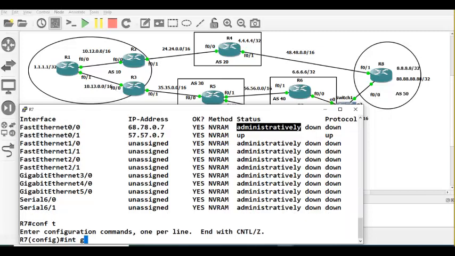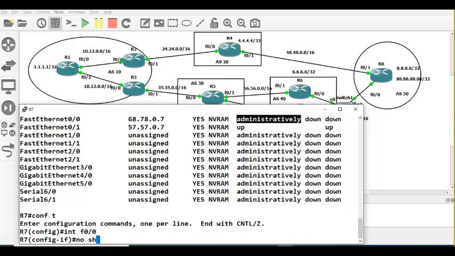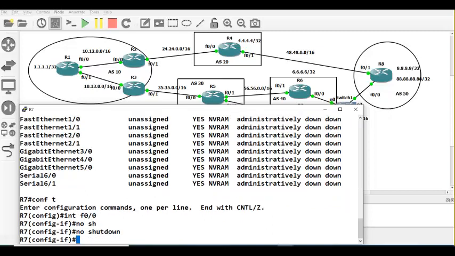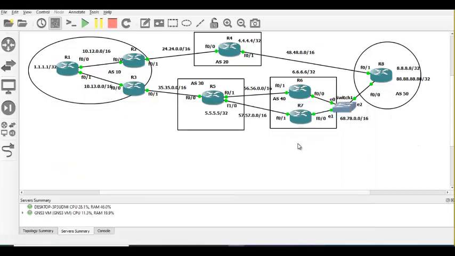When I bring this interface up, the metric to go via router 7 is only 10. So compared to 6, router 7's MED is lower.